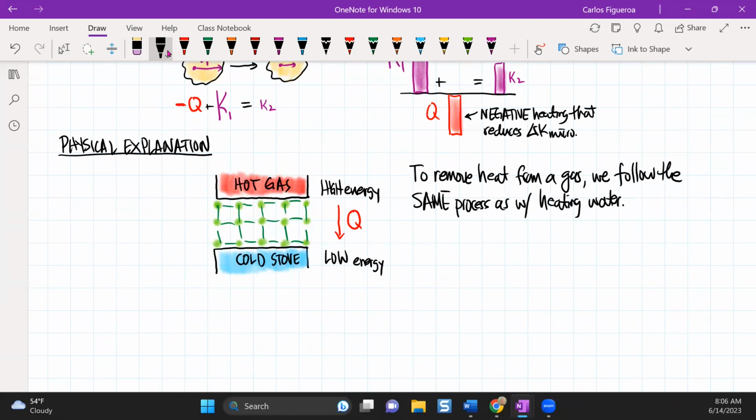So what happens? The hot gas interacts with the metal of the piston, and it starts to oscillate the first row. And then with that, you get the ripple effect that goes through the metal. But that means that there's a reduction in kinetic energy of the gas, and you're transferring this to the cold stove. So the process is identical.